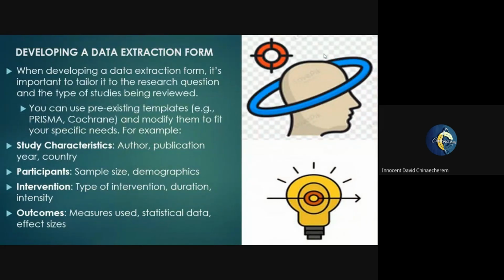Now the question comes: how can we develop a data extraction form? When developing it, it's a matter of tailoring it down to your research question and the type of studies that are being reviewed, which I said before, because you need very important templates. Particularly some of the templates like the Cochrane template or PRISMA, they really help a lot. And also you need to modify them to fit your specific needs.